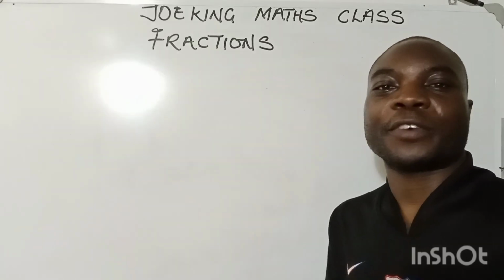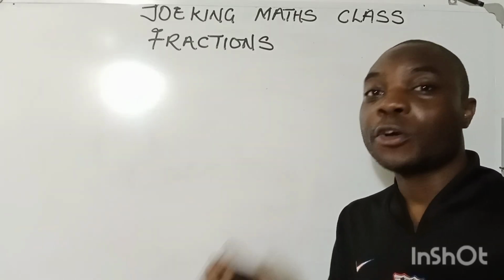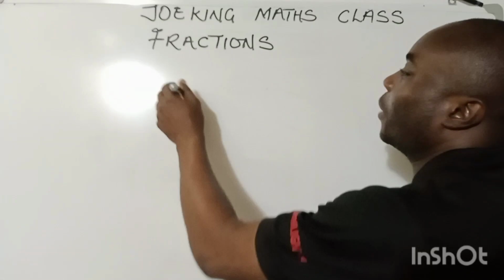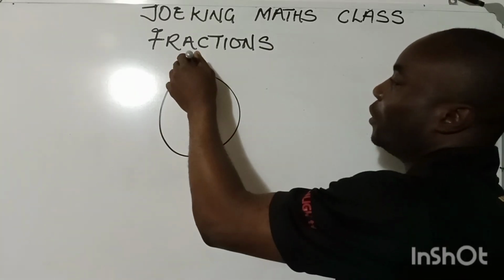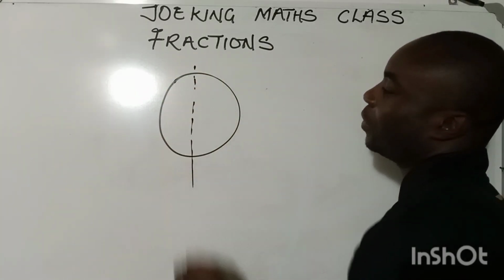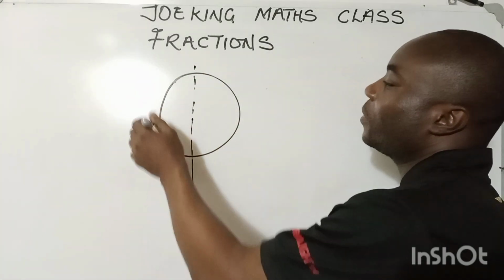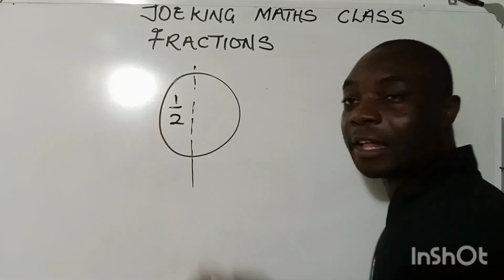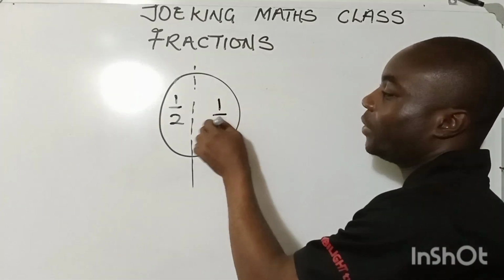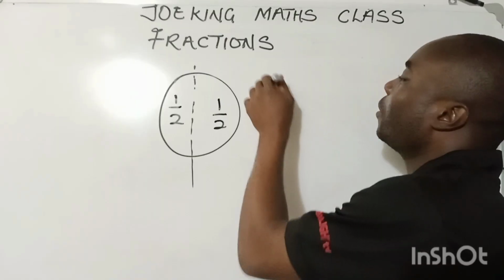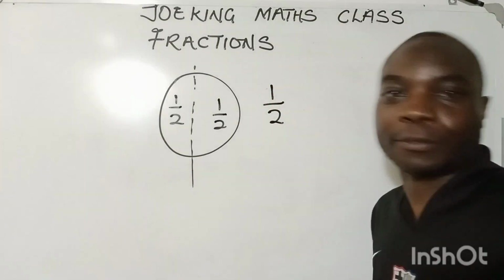A fraction can be defined as a part of a whole. Let's take, for instance, we have one orange and we divide that orange into two equal parts. All right. One part is a half and the other part also is a half. Now 1 over 2 is a half.